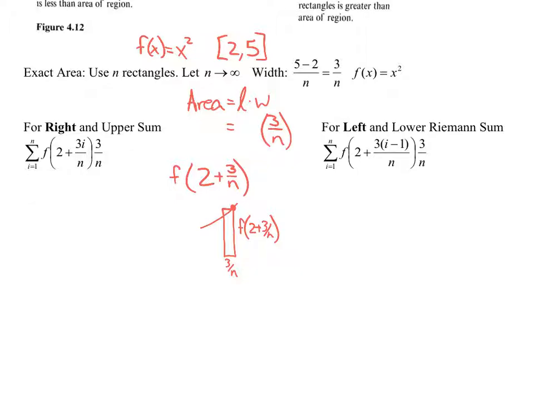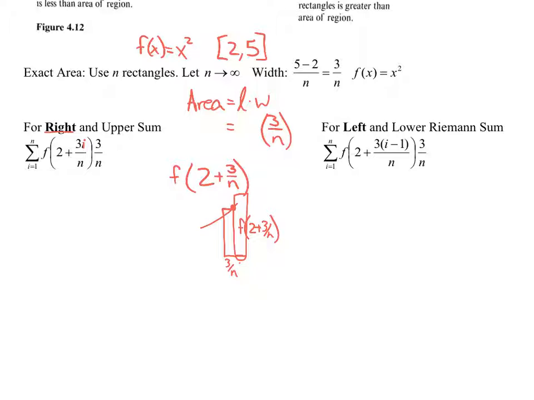So that is for these right upper sums. Now, you'll notice here there's an i in here, and that's because once I do the first rectangle, I've got to go over another 3 over n to make my second rectangle. So after the first rectangle, I'm going to be adding 3 plus 3 over n once, the second rectangle will be twice, third 3 times, and so on. So that's how we get the right upper sum.